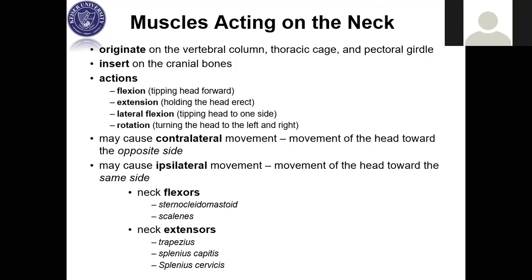So the main neck flexors are the sternocleidomastoid and the scalenes. The main neck extensors are the upper trapezius and the splenius muscles. Now, a couple of these muscles you are going to need to know, and a couple of them I just want you to have an understanding of what they do. Okay, so let's go through. Let's start with the sternocleidomastoid.